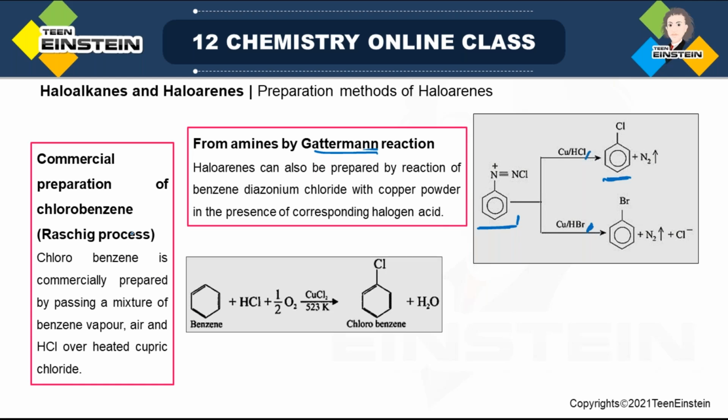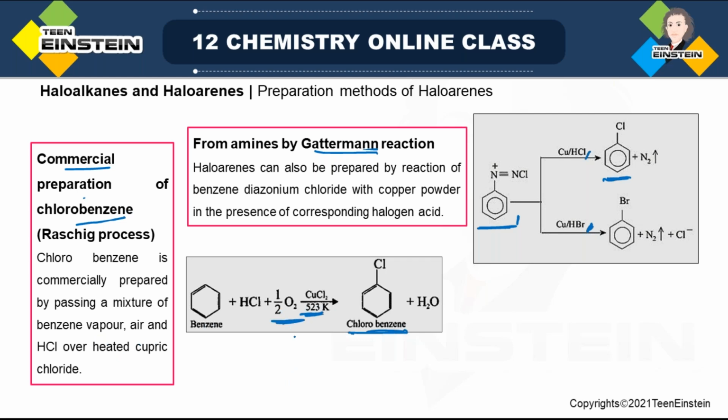Then the next method, suppose you want to make aryl chloride, that is chlorobenzene, by a commercial method, that means you are trying to make it on a large scale. Then we take the help of the Raschig process. So in this process, chlorobenzene is prepared basically by this method, and we have started from benzene by passing a mixture of benzene vapor. Vapor means benzene normally is in liquid condition, but when we say vapor, that means temperature must be high. See, 523 Kelvin, so this is a high temperature, in the presence of air and HCl.